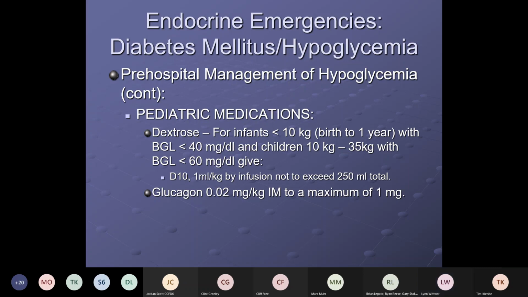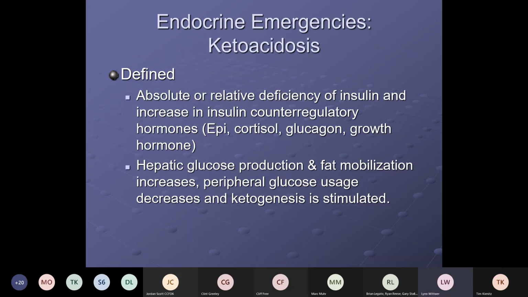Now on the extremes of this, you've got endocrine emergencies. Okay, endocrine emergencies, ketoacidosis, diabetic ketoacidosis.